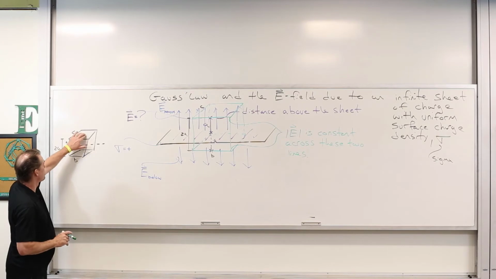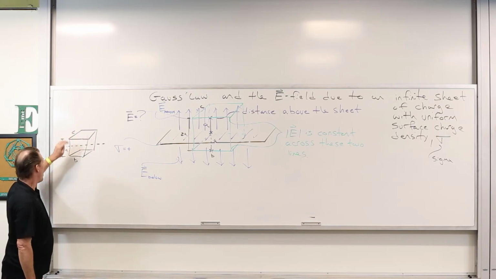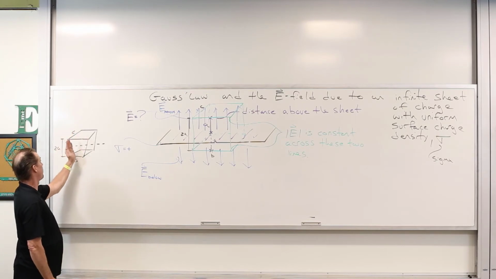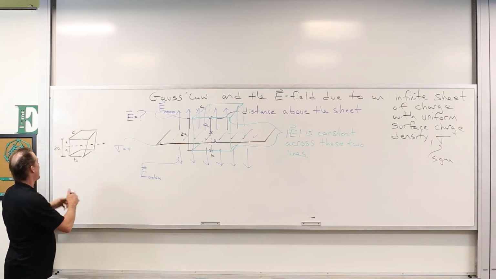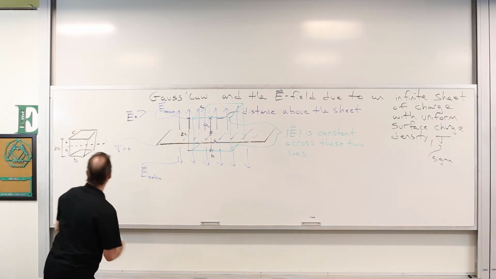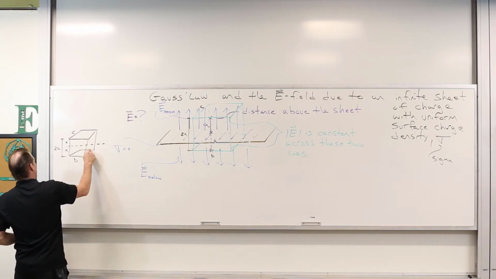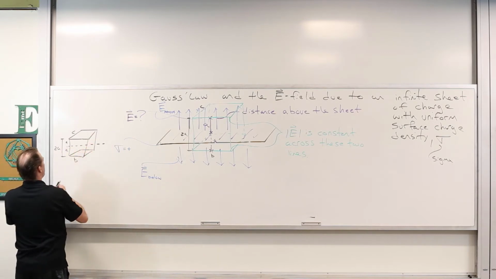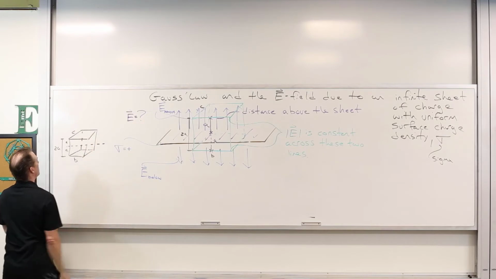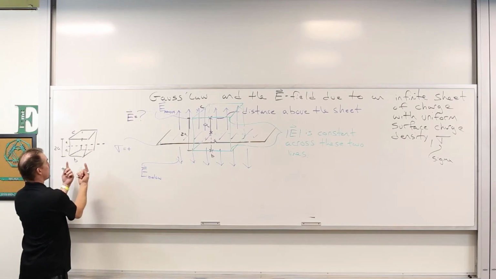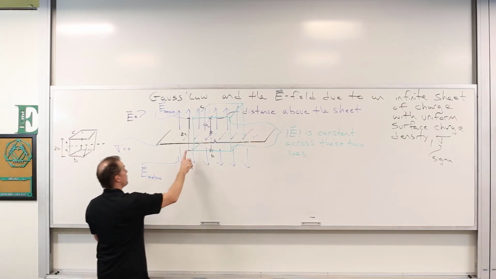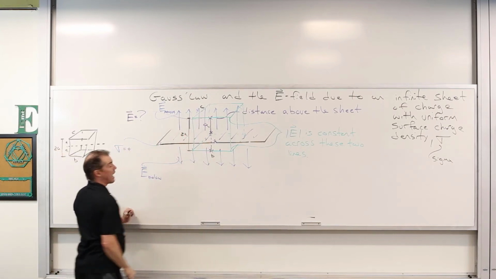We're going to have non-zero flux through this top, non-zero flux through the bottom, because the electric field actually goes through the top and through the bottom. What about all these sides in here, right? We've got these four other sides. Right side, left side, front side, back side. What about those? Well, the electric field, again, is going to be parallel to the planes of those sides there.